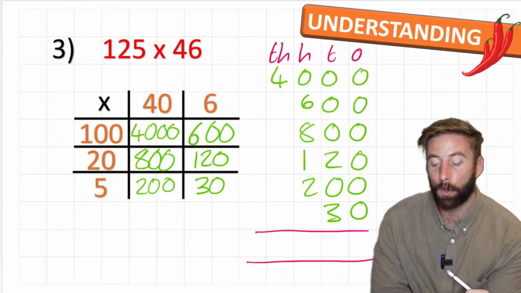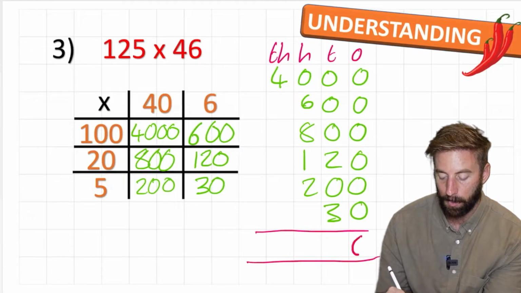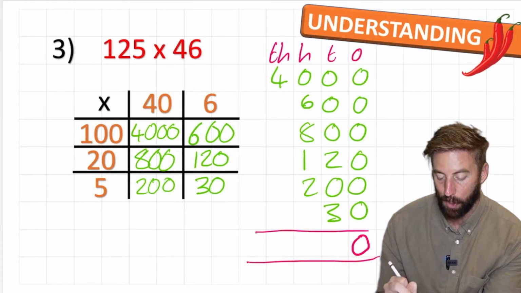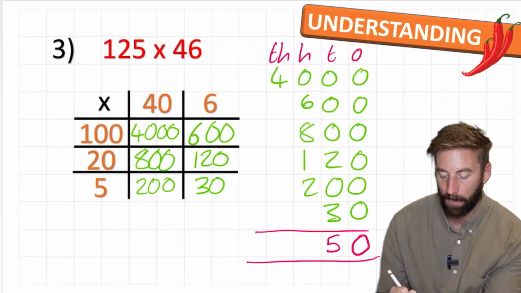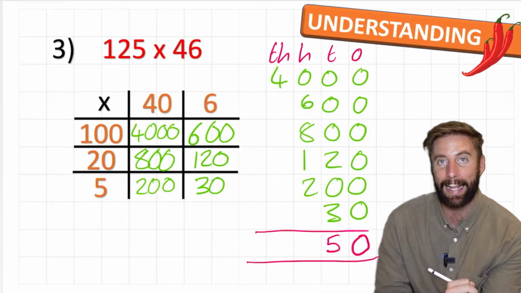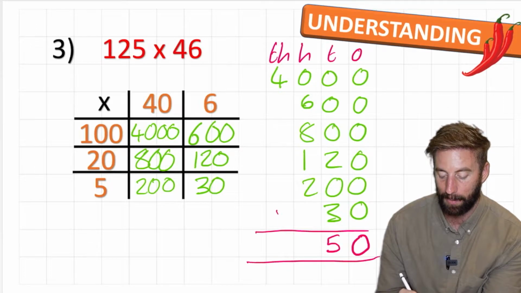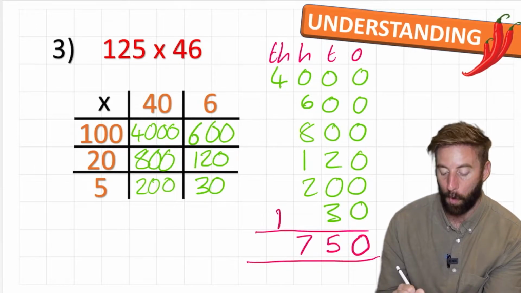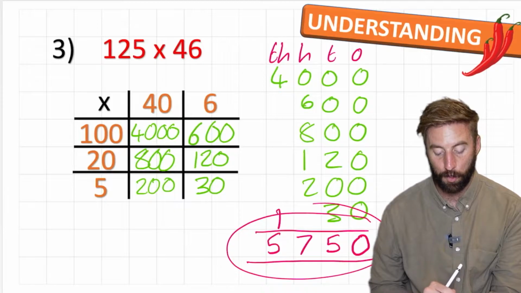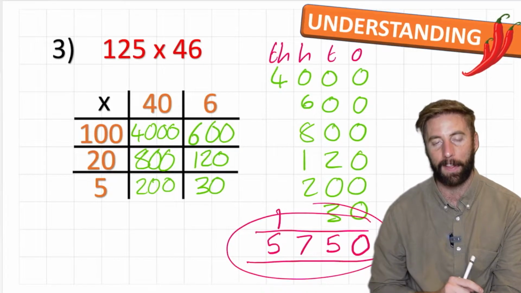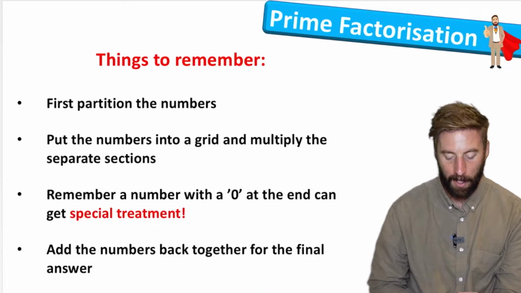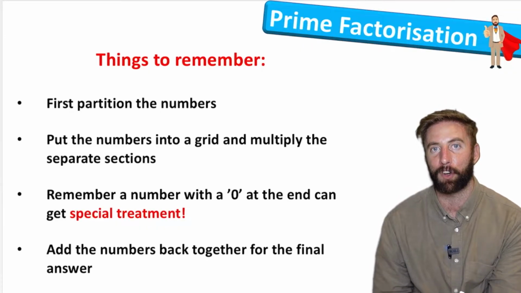So here we go. In my ones column, I have all zeros, so my answer is going to be 0. In my tens, I have a 2 and a 3, which is 5. In my hundreds, I have a 6 and 8, which is 14, plus the 1, 15, plus the 2, 17. And in my thousands, I have the 4 and the new 1, 5. So my answer to 125 times 46 is 5,750.